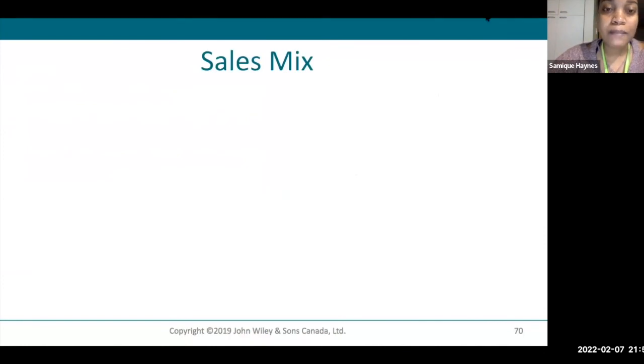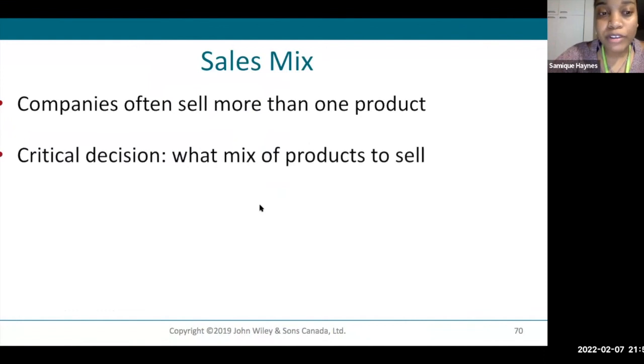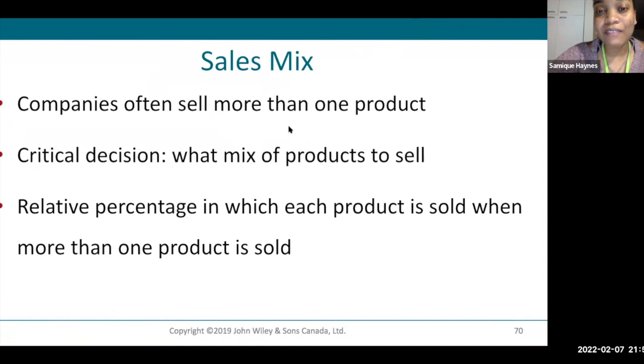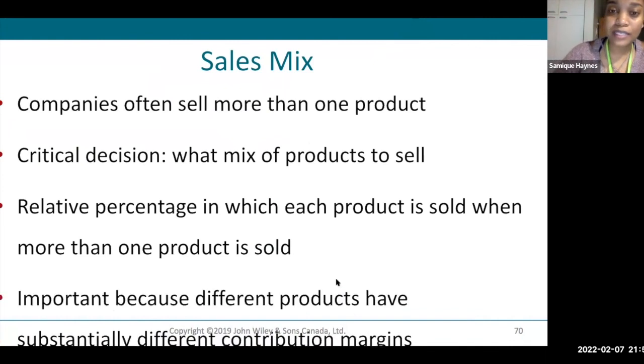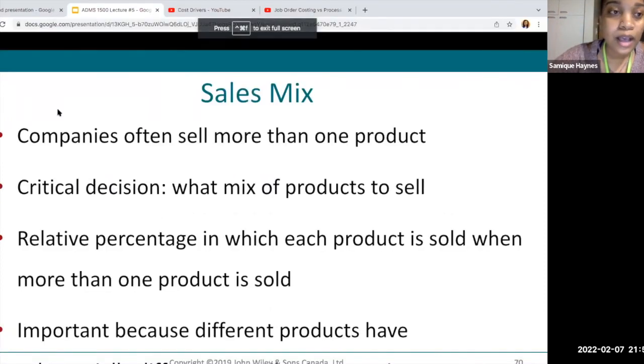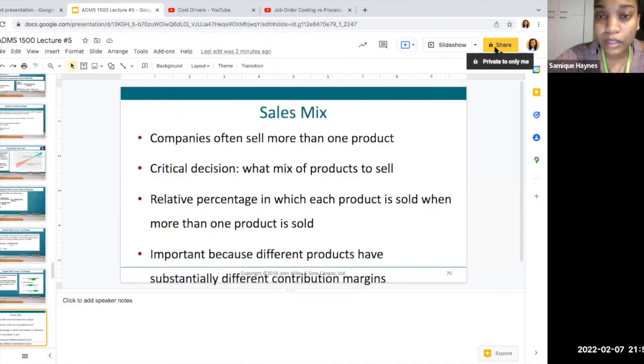Okay, so I'm going to leave it here for now. A couple of slides talk about the sales mix, which is very simple. It's just about companies that sell more than one product and have to decide how much of each product to sell so that they can get the best profit. But just because it's pretty late and everybody seems very tired at this point, I'm just going to drop the link to the slides in the chat.